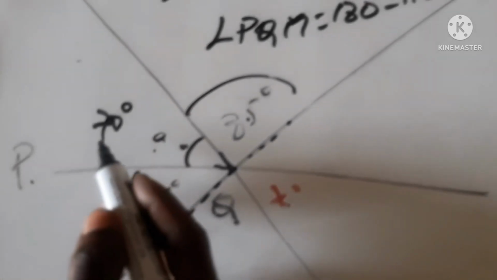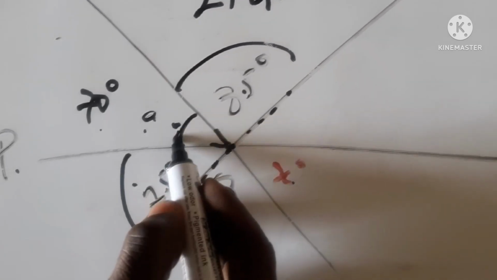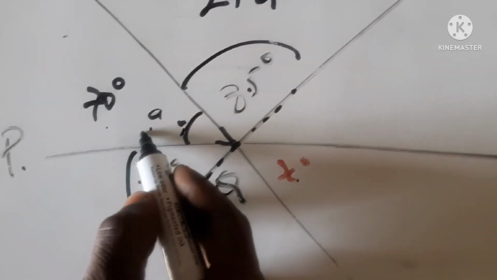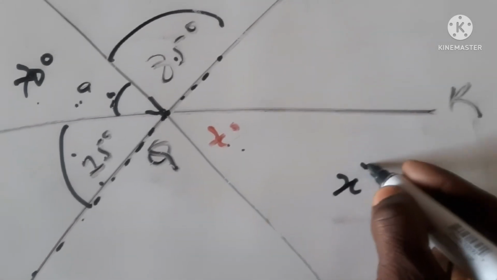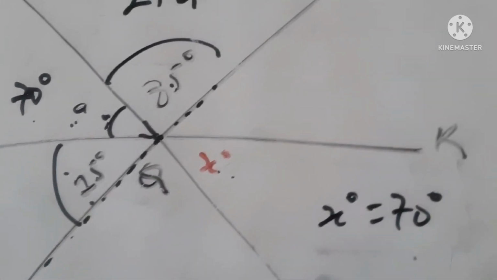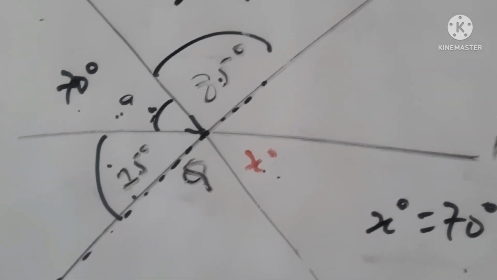Can you see that this 70 is opposite to the x, right? So this x here, the value here, which is 70, is opposite to this x here. So therefore, you can see that our x degree is 70 degrees. Okay, straightforward. So you just know what to use and how to use it.